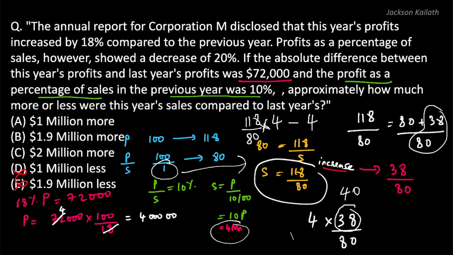So whatever you're getting over here, 4 into 38 by 80 will be a little bit less than 2, right? It will be a little bit less because this 38 is very close to 40. So therefore, you can eliminate option 1, which is 1 million, right? Because you're getting a value which is a little bit less than 2 million. Remember, this 4 was 4 million. So this 2 is 2 million. So this calculation over here will give you something very close to 2 million, but it's lower than 2 million. Hence, we can eliminate option A, which is 1 million.